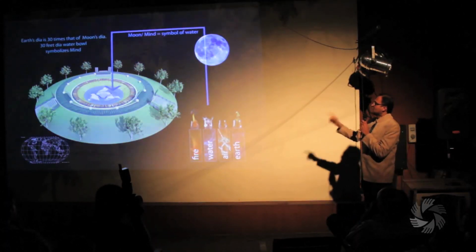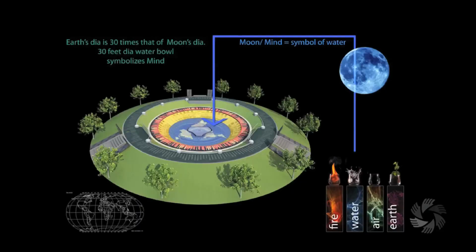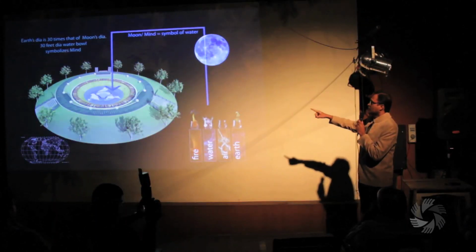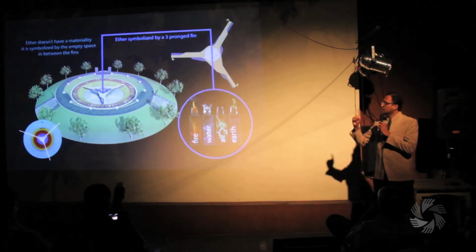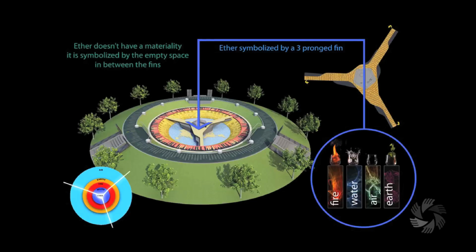And now here, this is a bowl of water. Water actually is represented in astrology by mind. Mind actually means that Prapancha, the 5 elements, comes to 4 because of the mind. And mind is being represented here because it is 30 feet in diameter. Actually, Earth is 30 times bigger than the moon. And now, the 4 elements together we have being symbolized.